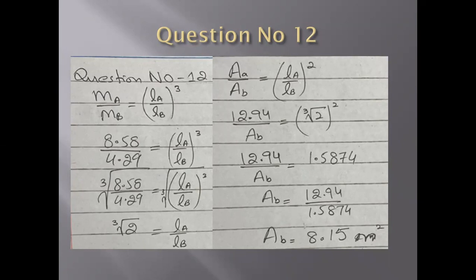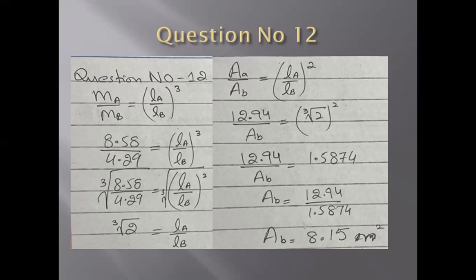So now I will apply the formula for the areas. Area of A by area of B will be equal to the ratio of the lengths, and I will take the square of it. The area of the first box is 12.94, and the area of the second box is the question. The ratio between their lengths, LA by LB, is the cube root of 2, and I will take the square of it.